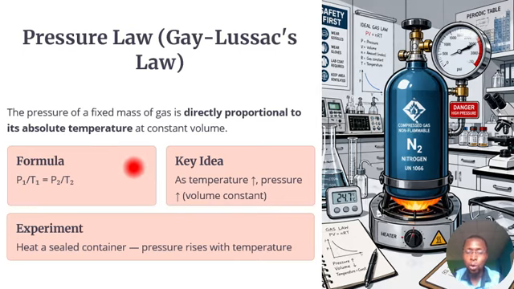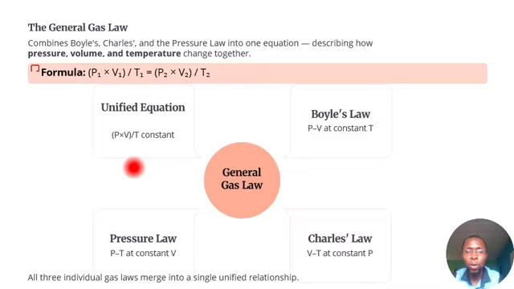Now, these three laws are combined together to be called the general gas law. In the general gas law, we now have P1 V1 over T1 equal to P2 V2 over T2. That is the combination of Boyle's law, Charles' law, and the pressure law, referred to as the general gas law, or the general gas equation.